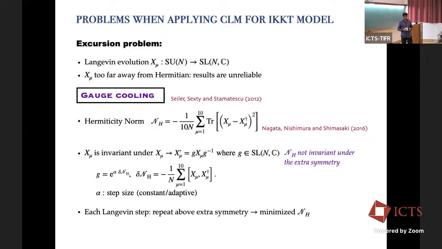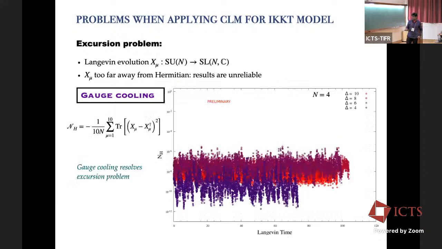We define a norm which checks the hermiticity of these matrices. Since the action is invariant under the following enhanced group transformation, and the hermiticity norm which we defined is itself not invariant under the symmetry, we can repeat these transformations to minimize the hermiticity norm, and we do so at each Langevin step. This is the hermiticity norm versus the Langevin time history, for finite N values and some parameter values, and we find that the hermiticity after applying gauge cooling is under control. So gauge cooling does resolve the excursion problem.